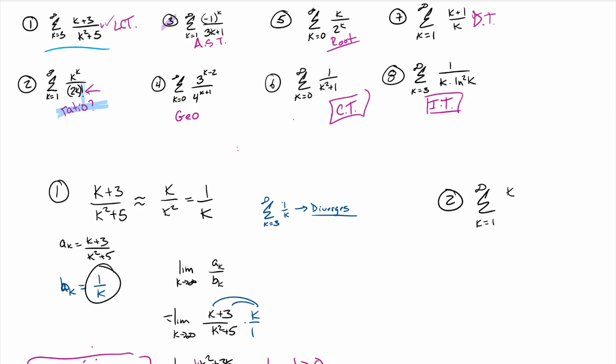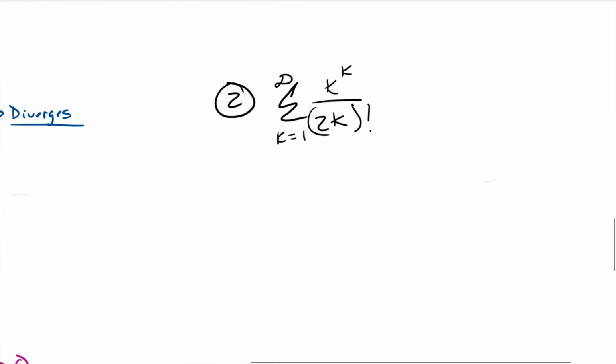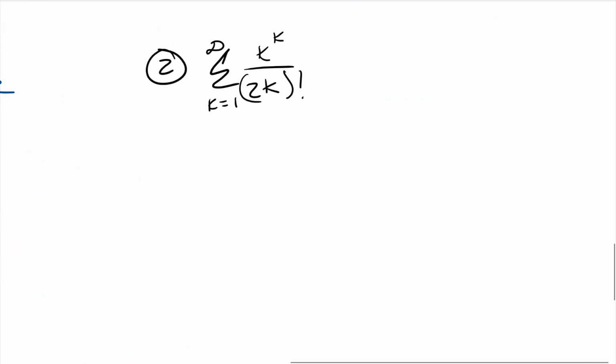So we have k raised to the power of k over 2k factorial here. So I think what I'm going to do is finish up number 2, and I'll come back and we'll do 3, 4, 5, 6, 7, and 8 in another video. It's just a little too long, and I'd be making half-hour videos.